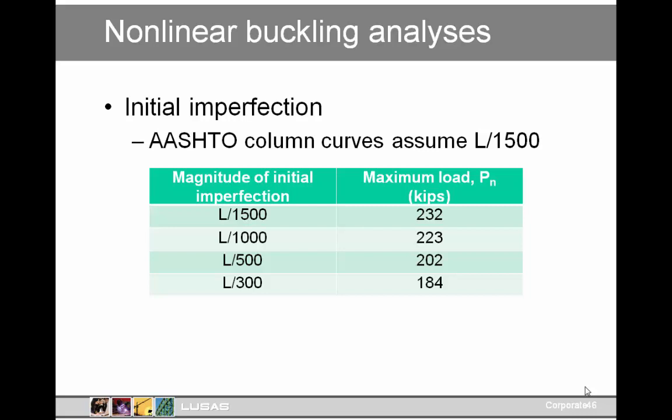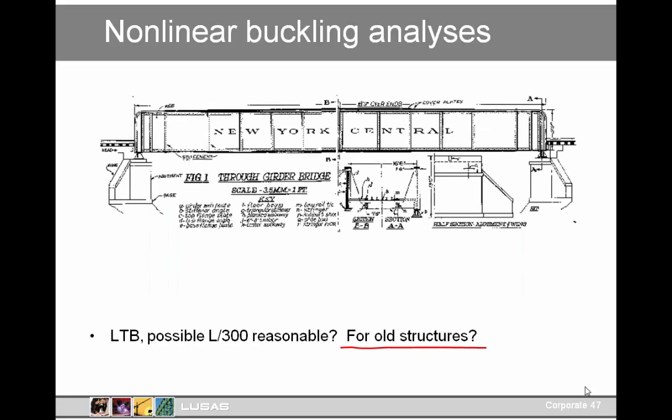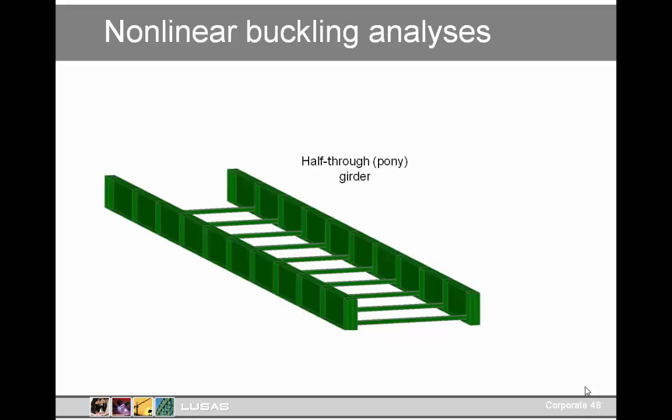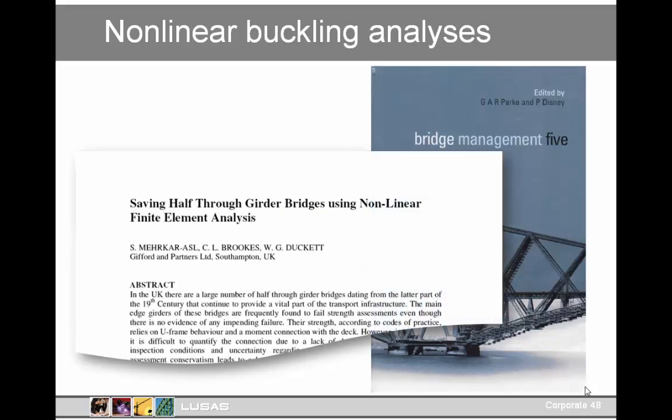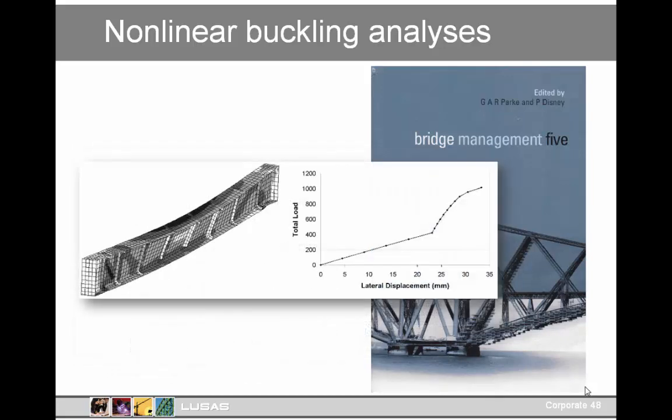This can lead to a large percentage reduction in capacity, in this case leading to over a 20% reduction, and existing structures may not be fabricated or constructed to modern tolerances, so using Ashto rules for such structures could be unsafe. On the other hand, half through pony girder bridges often suffer from low assessment ratings, and this was the subject of a paper at the International Bridge Management Conference of 2005, where engineers from Gifford, now part of Ramboll, applied a range of methods, including nonlinear analysis, to save some bridges which had been identified as substandard, as well as concluding that nonlinear analysis gave a significant increase in load carrying capacity.